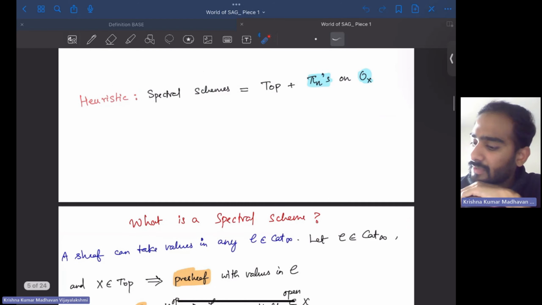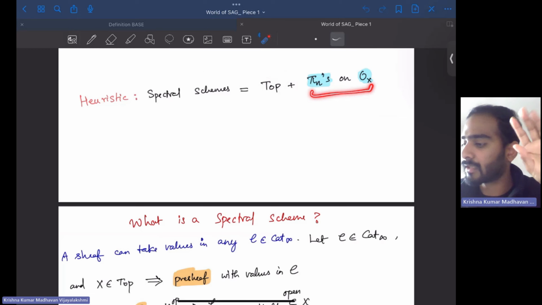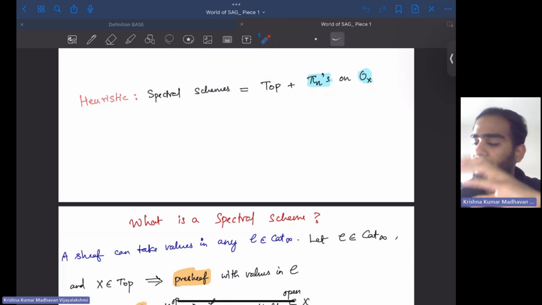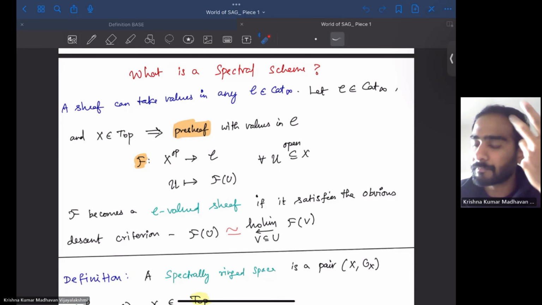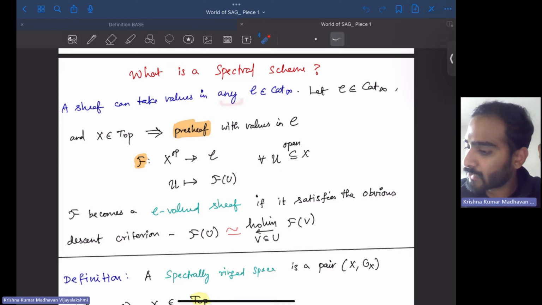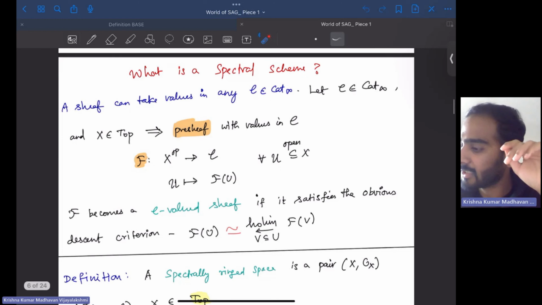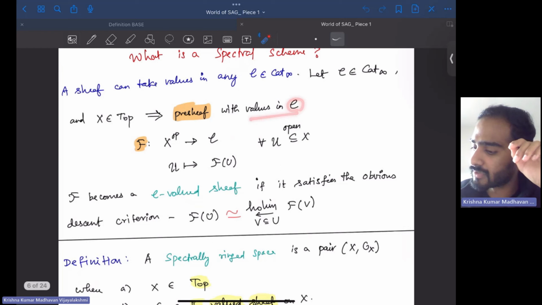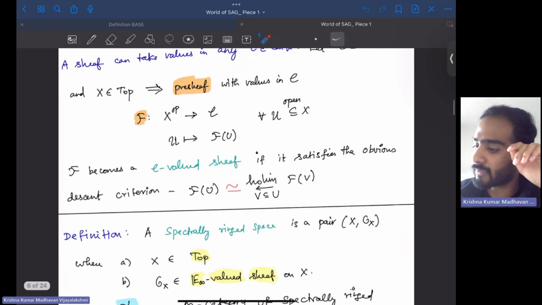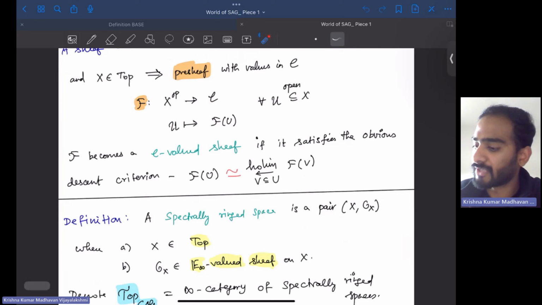Okay, so a heuristic to keep in mind is that a spectral scheme is a topological space with a notion of homotopies on the structure sheaf setting. So what is a spectral scheme? We've seen that a sheaf can take values in sets, but it can also take values in any category, in particular any infinity category. So we have this notion of a pre-sheaf valued in this category C, which is a contravariant functor. If you have an object X, which is a topological space, you can define this pre-sheaf given by the open sets.